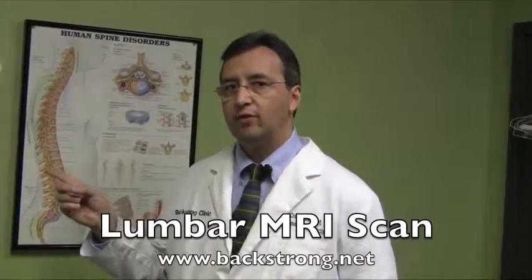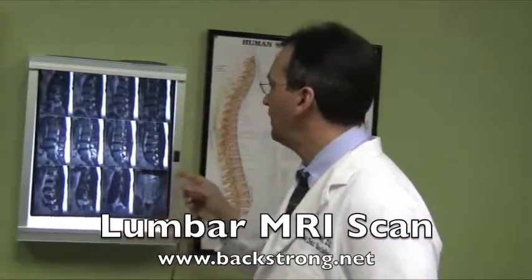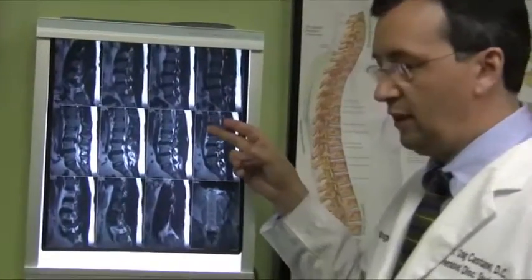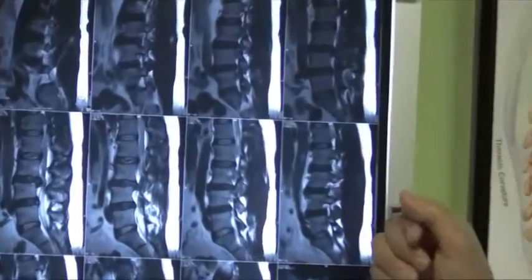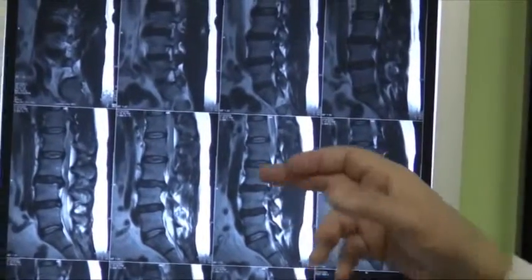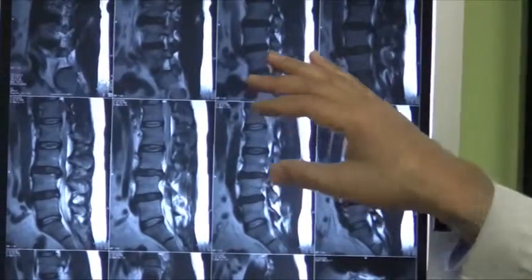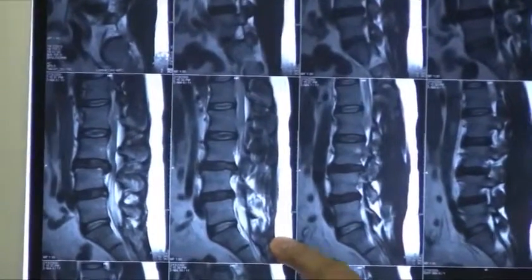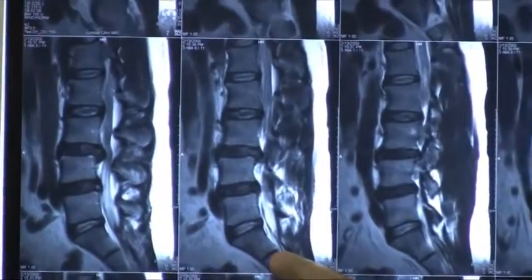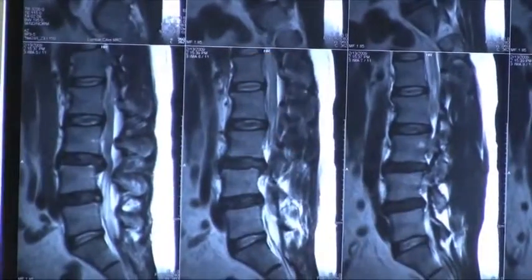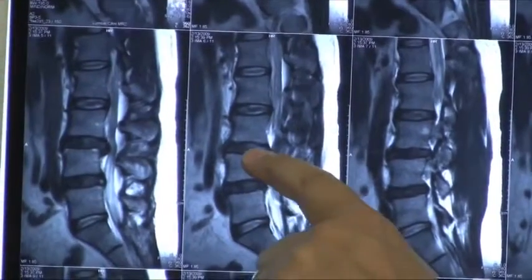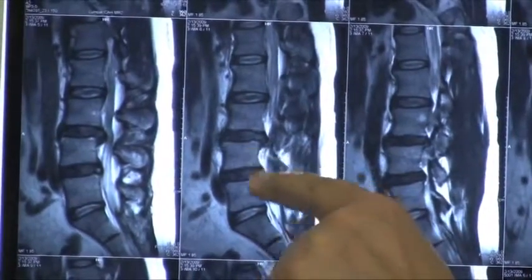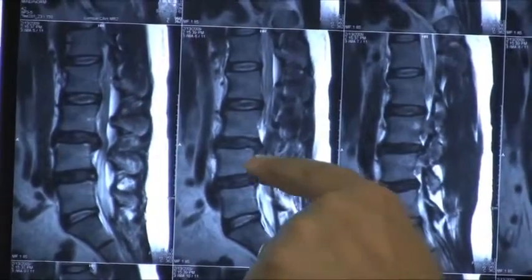Let me show you this lumbar MRI scan over here. These are various slices of the low back area. You may have had a lumbar MRI scan. These slices are to orient you. This is the back, for example, of this person. This is the front. This is their lumbar spine. These here are the discs in between the bones here, here, and here. All these.